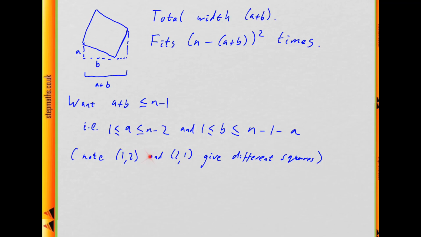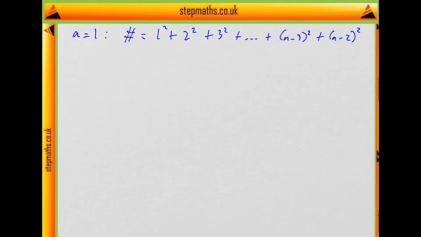I've just made a note here that, for instance, if I chose a as 1 and b as 2, or a as 2 and b as 1, those give me different squares, so those count separately. So I'm not worried about double counting. Okay, so now suppose we look at all the possible values a can take and think about how many tilted squares there can be in total.